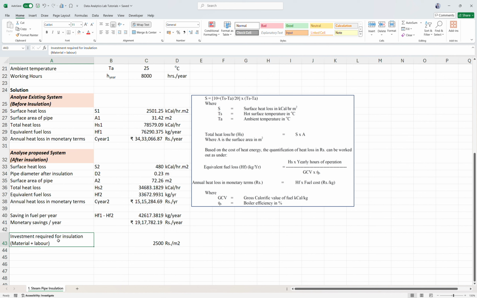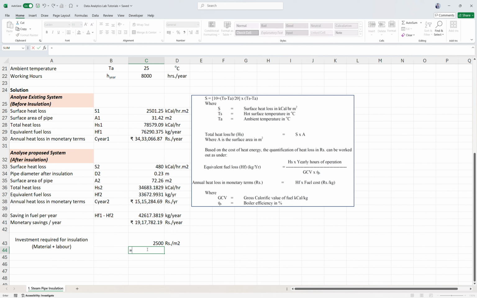Investment required for insulation, because I am still talking about the same entity, so I will merge this cell. Okay, so if it is 2500 rupees per meter square, so total investment will be equal to whatever is unit rate multiplied by whatever is the area to be insulated. I will press tab. This is rupees, only rupees. So approximately, if I go to my currency, even before that I can realize it is 1,80,000. I will confirm it. Yes, it is 1,80,000 rupees is the cost needed for this.